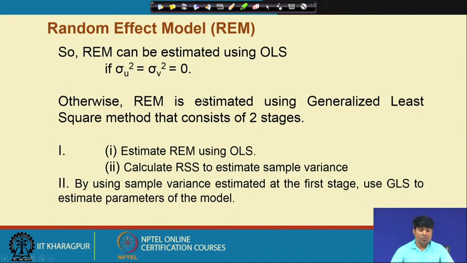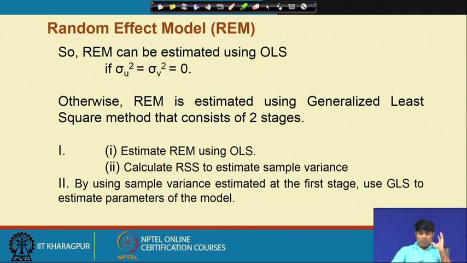In the random effect model, the particular model can be estimated using OLS, provided sigma square u equals sigma square v and both equal 0. That means both error variances, for time and for cross section, should be equal to 0. Otherwise, the random effect model is estimated using a generalized least squares method. Instead of OLS, we have to use GLS, generalized least squares.